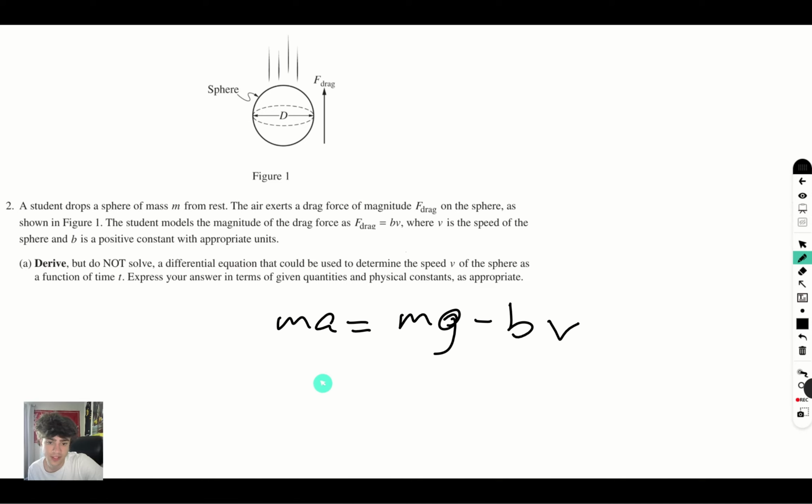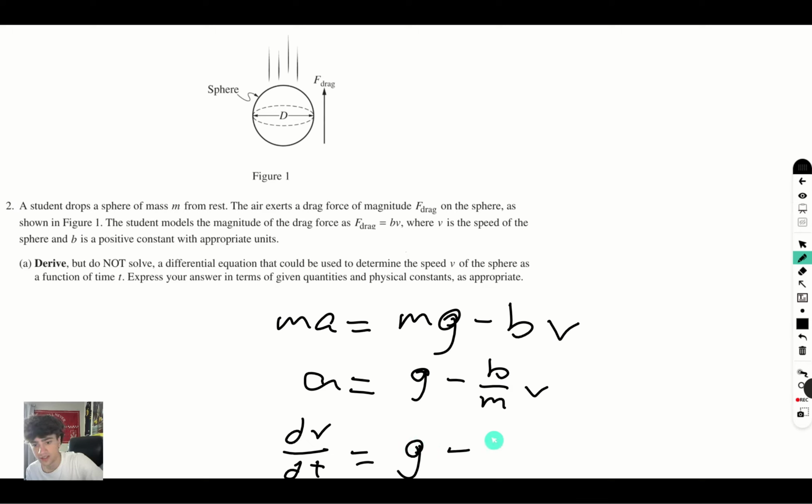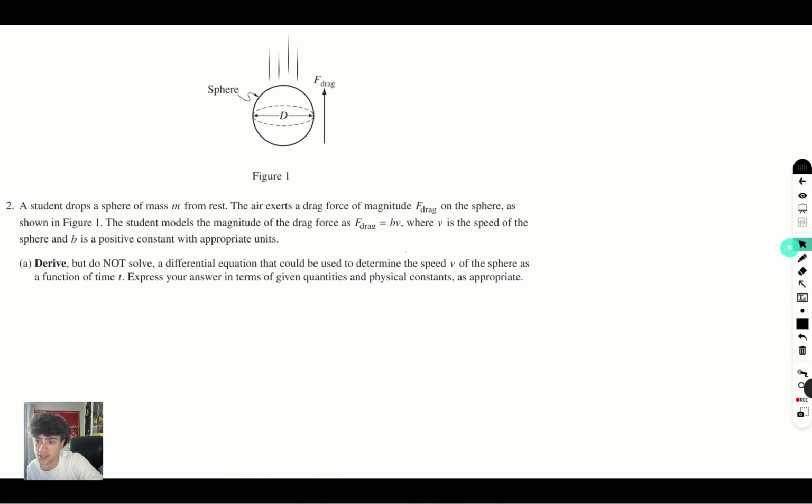And to find our acceleration, we're just going to divide both sides by m. We get g minus b over m v. And finally, we know that a can be written as dv/dt. So here we get dv/dt is equal to g minus b over m v, and here is our differential equation. So that's how you would go about solving part 1. Let's move on to the next section.